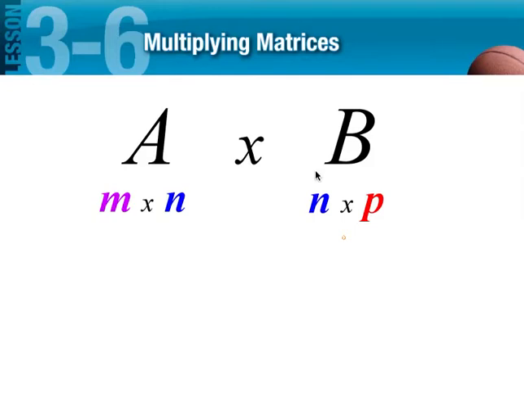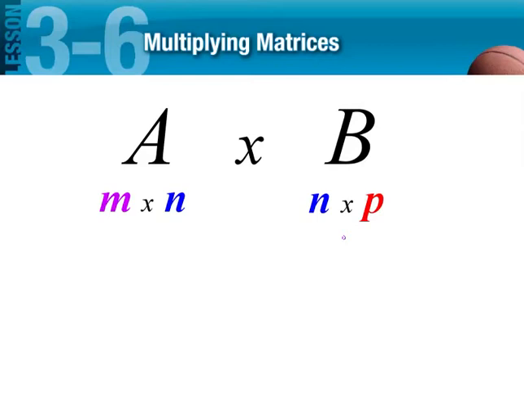And so the first thing we're going to talk about is how you can multiply two matrices together. First thing you have to do is look at the dimensions of each matrix. That's what this m by n and n by p are. Those are the dimensions of each matrix. So m by n is the dimensions of matrix A. N by p are the dimensions of matrix B.